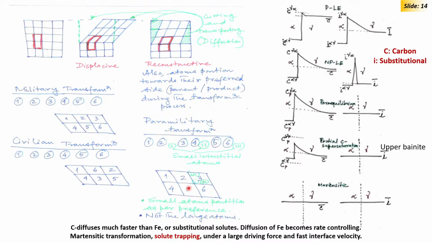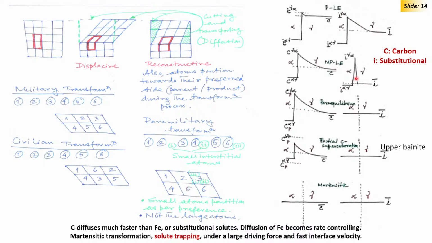Okay. On the other hand, polygonal ferrite and pearlite transformation is completely civilian transformation, where all choose their nearest neighbors, and carbon and substitutional elements, depending on their solubility, move into austenite. Some elements prefer to move into ferrite, like that.